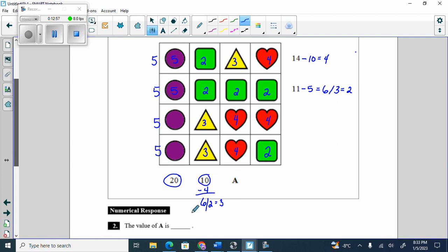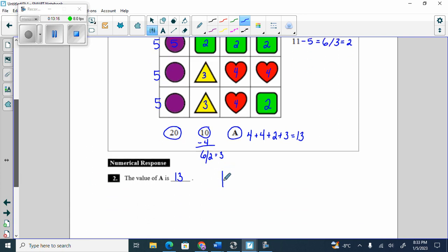We don't really care. They want the value of A. So that's adding them up. So we go 4 plus 4 plus 2 plus 3. And we get 13. So the value of A is 13.